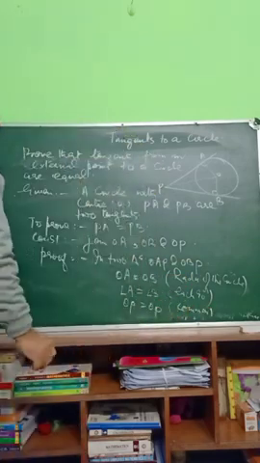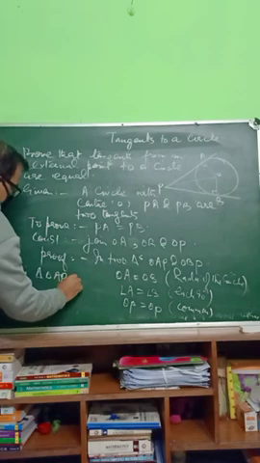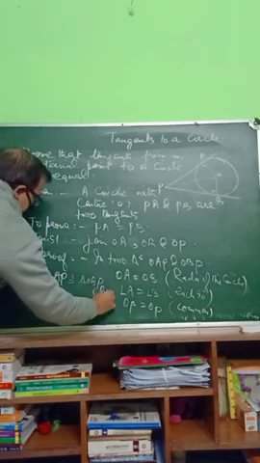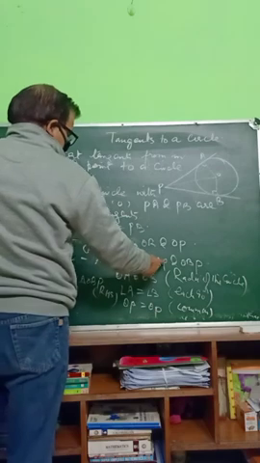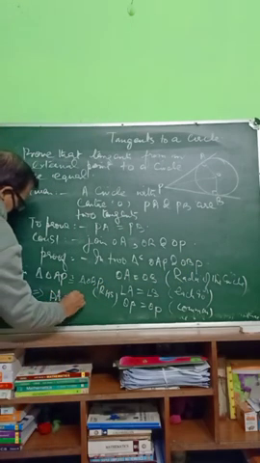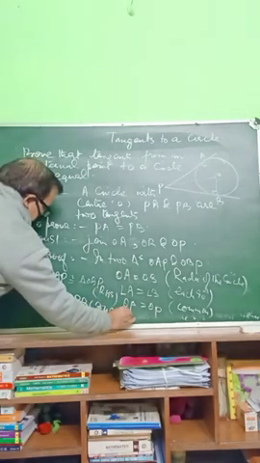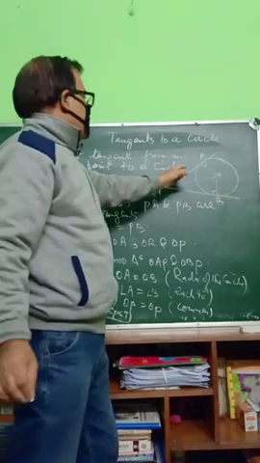Therefore, triangle OAP is congruent to triangle OBP by RHS. This implies corresponding parts will be equal. PA is equal to PB by CPCT. Hence proved. So tangents from an external point are always equal.